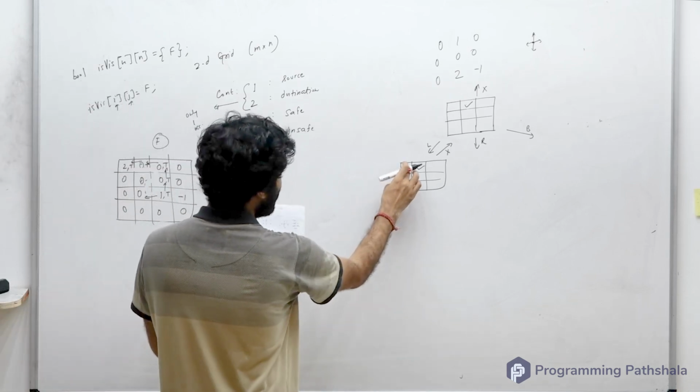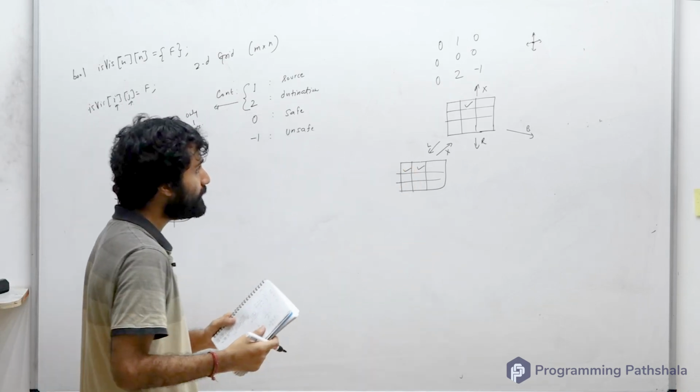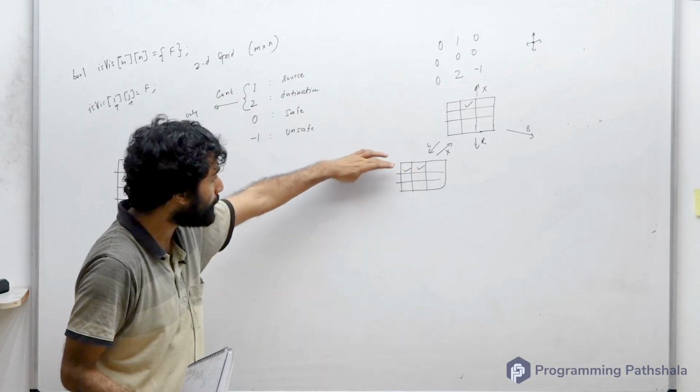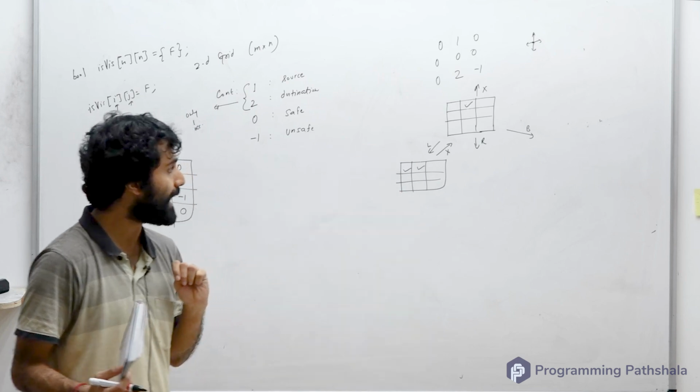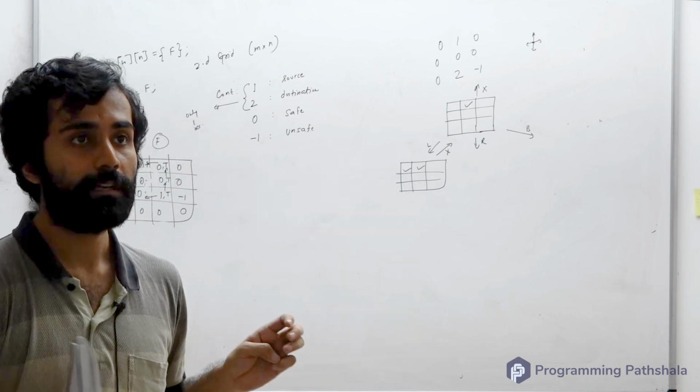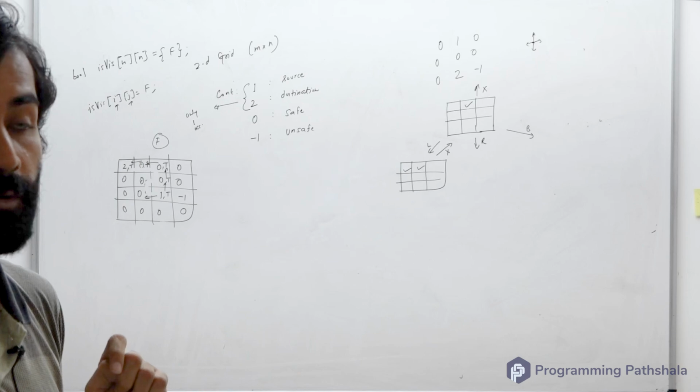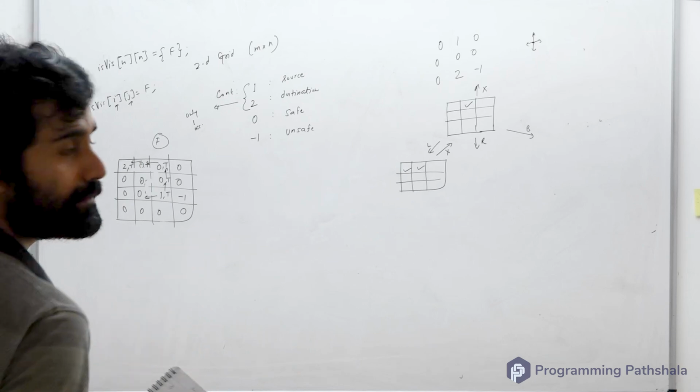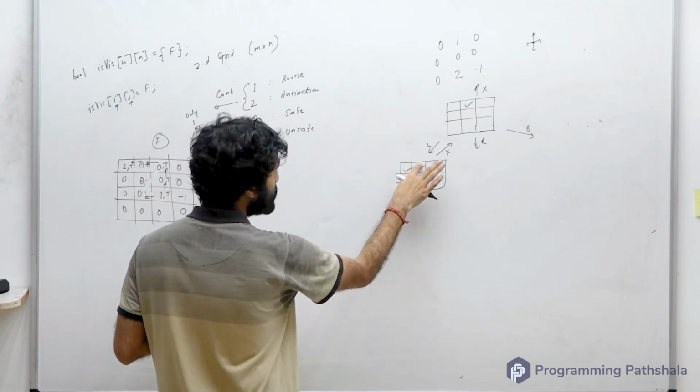Cool. So now you mark this. Now what will be the next thing? Next thing will be to figure out the number of options. How many options do you have here? Can you move right? You can't move right. Why can't you move right? You can't move right because this cell is already visited.